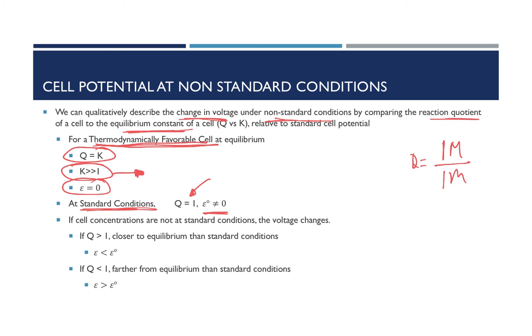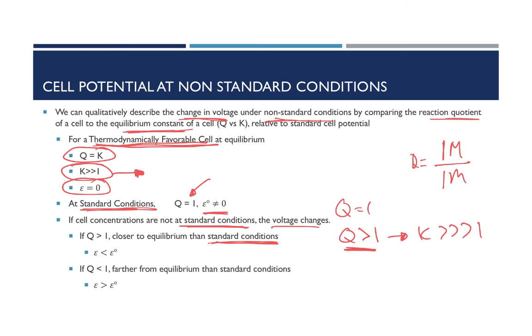If a cell concentration is not at standard conditions, the voltage is going to change. How is it going to change? Well, if Q is greater than 1, then we are closer to equilibrium than at standard conditions. Because if K is much, much greater than 1 and at standard conditions Q equals 1, then if Q is greater than 1, that means we're getting closer to K. That means we're getting closer to equilibrium.